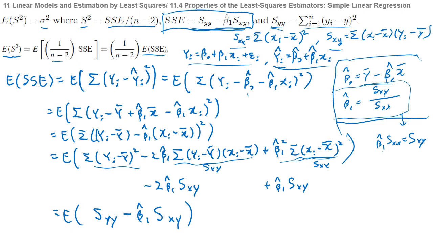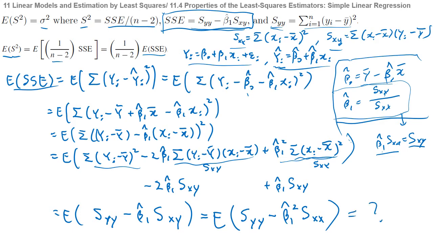But to prove this, it is easier to write it this way. Actually, this is SYY. We can also write it this way: SXY is beta 1 hat SXX, so we can write it as minus beta 1 hat squared SXX. Okay, so we can write it this way, and let's try to solve this from the next slide.